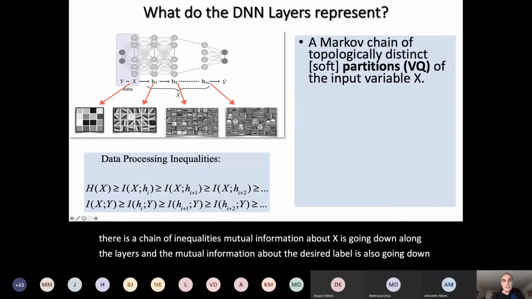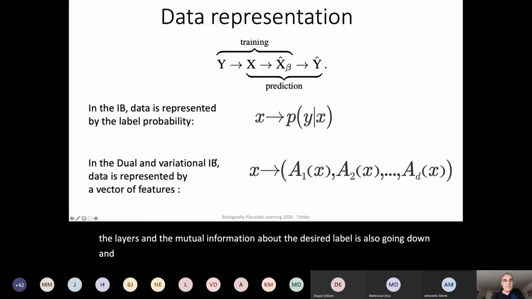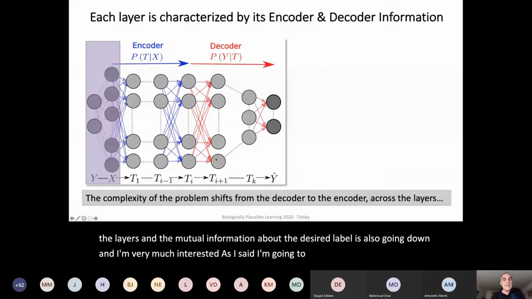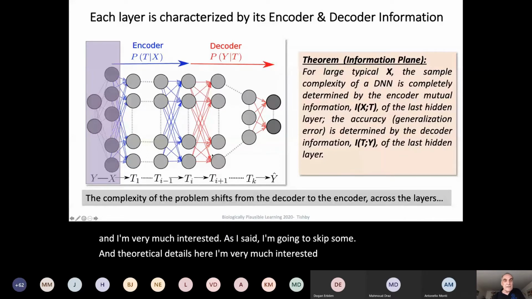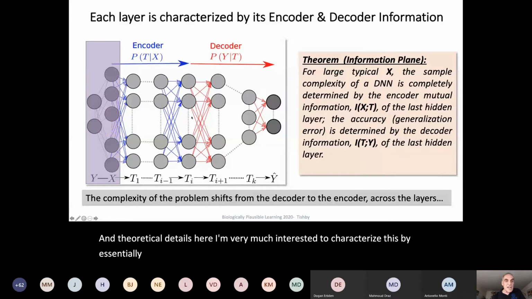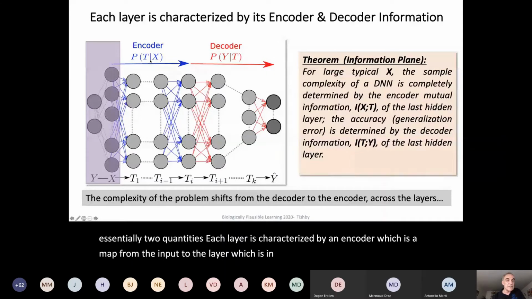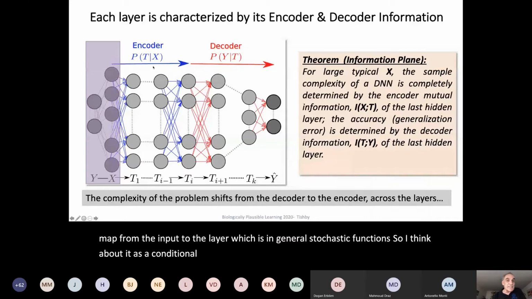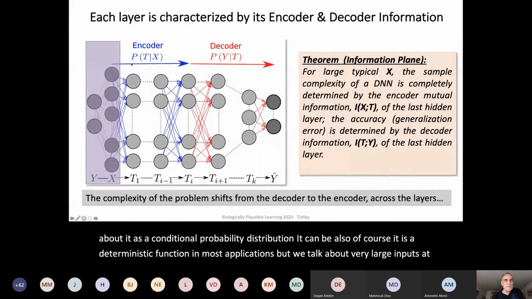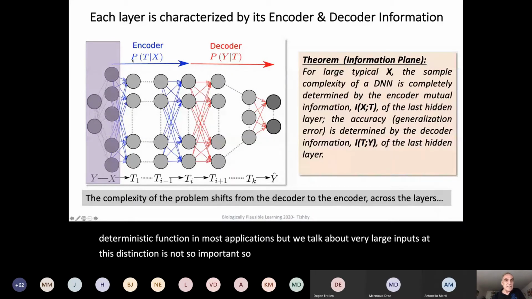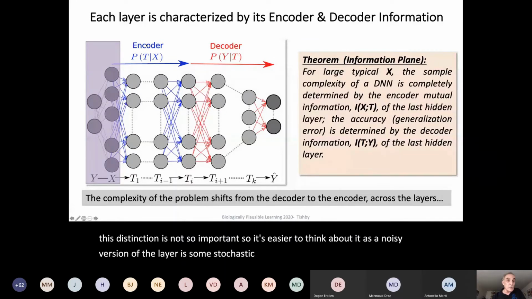And I'm very much interested, as I said, I'm going to skip some theoretical details here. I'm very much interested to characterize this by essentially two quantities. Each layer is characterized by an encoder, which is a map from the input to the layer, which is in general a stochastic function. So I think about it as a conditional probability distribution. It is also, of course, a deterministic function in most applications, but when you talk about very large inputs, this distinction is not so important. So it's easier to think about the layer as some stochastic function of the input, and that's what I call the encoder of the layer.